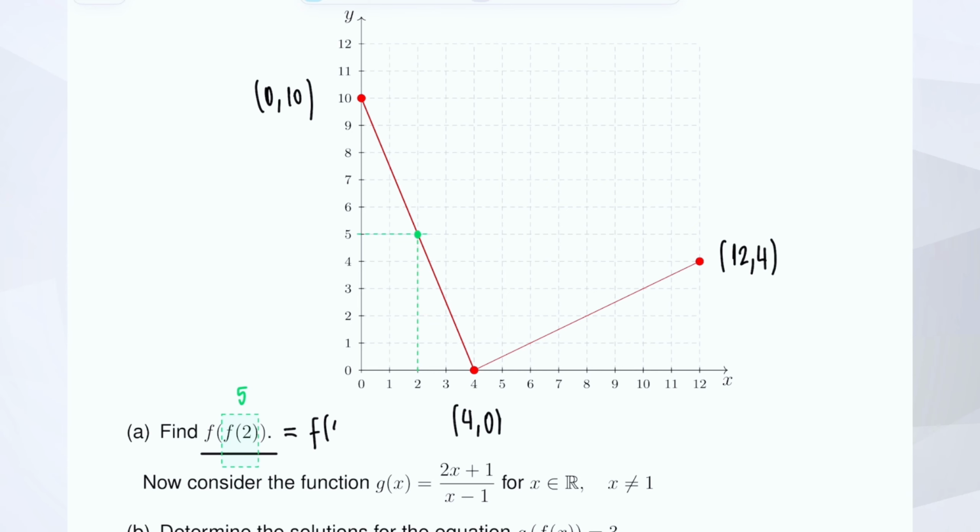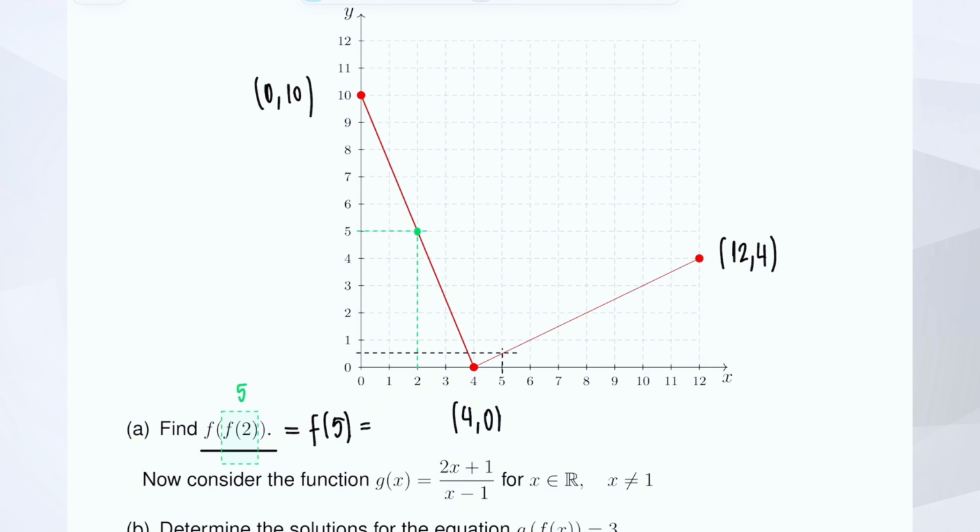So we do have f of 2, which is equal to 5. Therefore, we need to find f of 5. In this case, it's pretty clear that f of 5 will be 1 over 2. However, as I mentioned, and let this serve as an example for other IB math exercises, let's not make any assumption. Let's actually find the equation of this line segment.